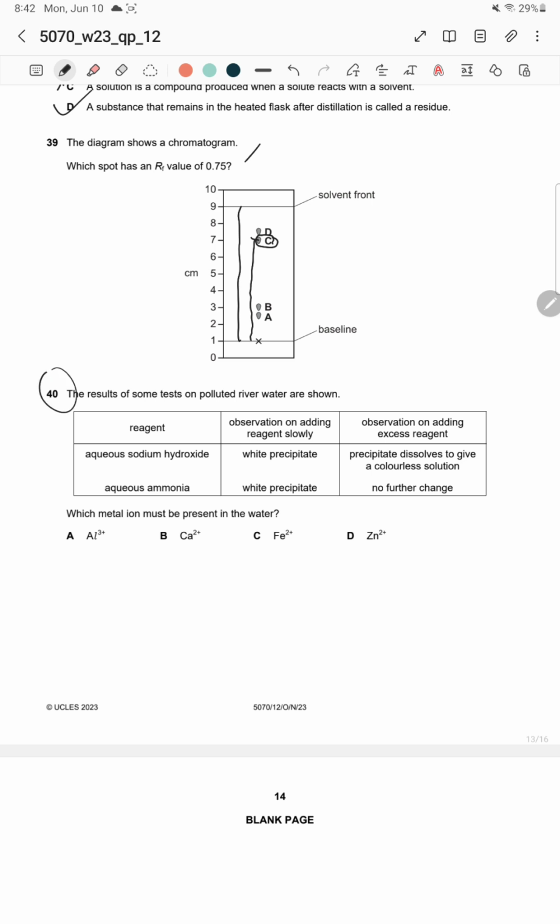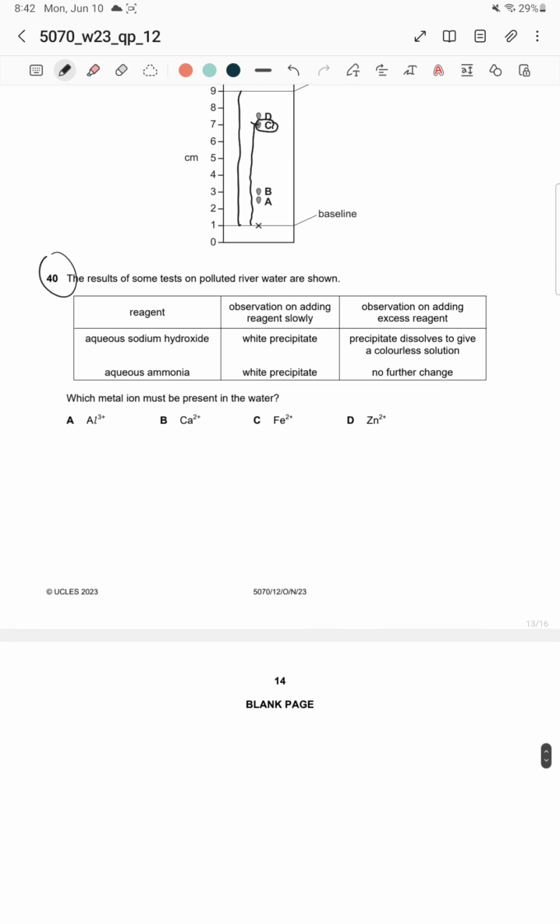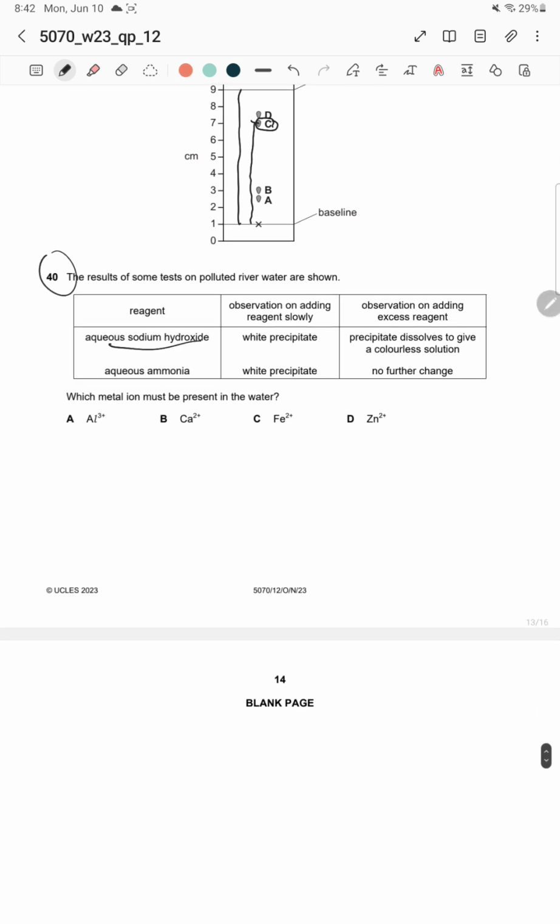Question 40 is from the identification of ions table. The results of some tests on the polluted river water are shown. The reagent is aqueous sodium hydroxide. When you added this slowly, a white precipitate formed, and on excess the precipitate dissolved to give a colorless solution. With aqueous ammonia, again a white precipitate, no further change. So this can be for aluminium or lead. Lead is not mentioned, so aluminium is the right option.